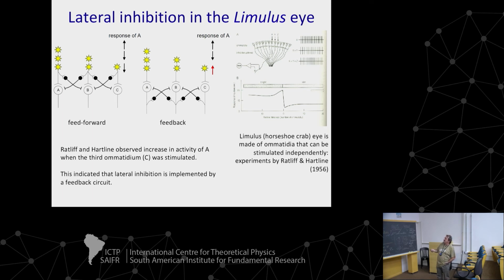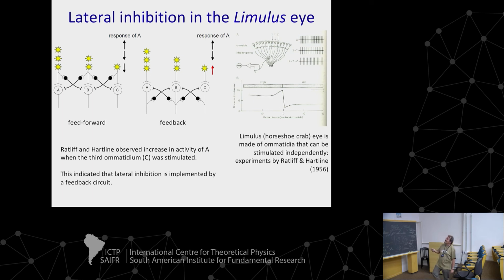So in the 50s, Ratliff and Hartline were studying the horseshoe crab, a kind of crab that I think is common in North America. It's called Limulus. Its visual system is composed of ommatidia, which are cells that are separate from each other, and they receive light and convey the impulses to the central nervous system of the animal.